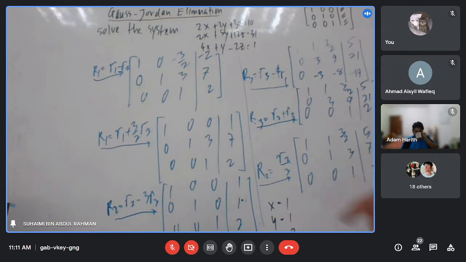So for this kind of method, using the Gauss-Jordan elimination method, you can see that we can obtain those values x, y, and z without using back substitution. For Gaussian, we need to use back substitution in order to find the values of y and x. Once we get the value of z, we need to use back substitution to get y, and again to get x. But here, no need.